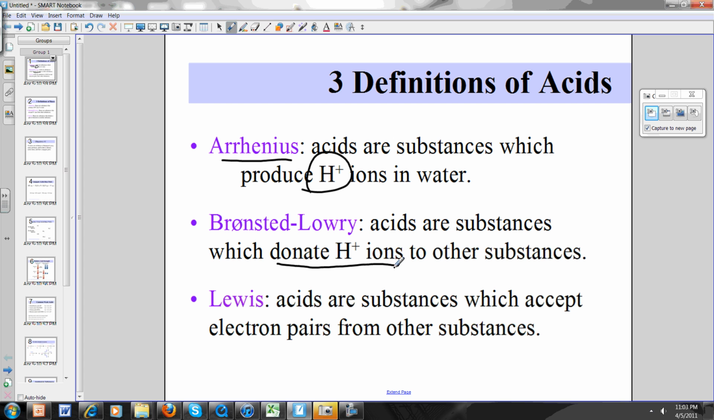When you look at it, you have to be able to identify an acid or a base based on whether or not you lose an H or gain an H. And finally, Lewis acids are substances that accept electron pairs. So those are the three types of acids.